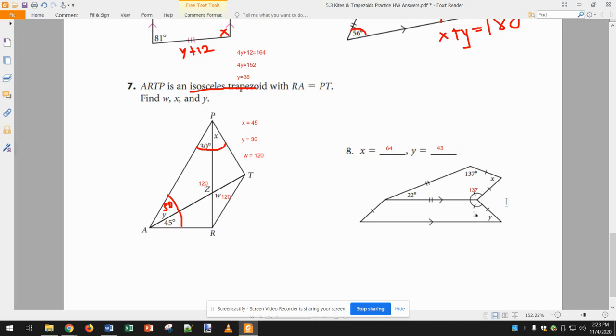Y is, well, not quite. This one's 137 too, because those are marked congruent. And then these 2 angles add up to 180. So do 180 minus 137 to get y.